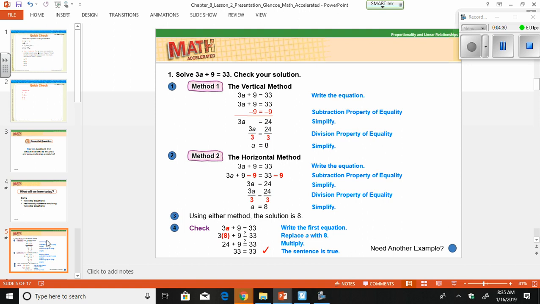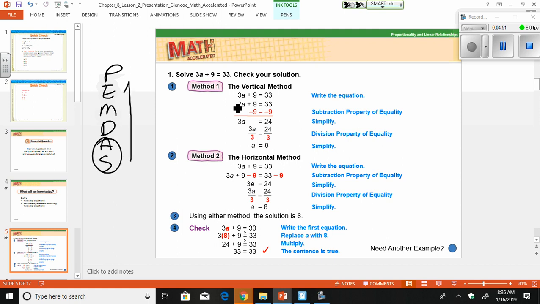So 3a plus 9 equals 33. The first method, they say, well, what's on the left side of the equal sign with the a? There's a 3 and there's a 9. And we always want to get rid of the addition and subtraction first when we're solving. So we go reverse PEMDAS. We start with addition and subtraction and we move up. So that's why they got rid of the 9 first.